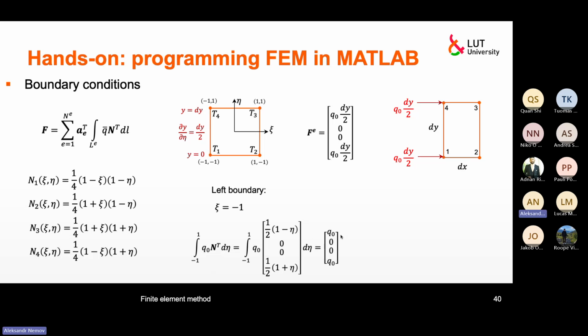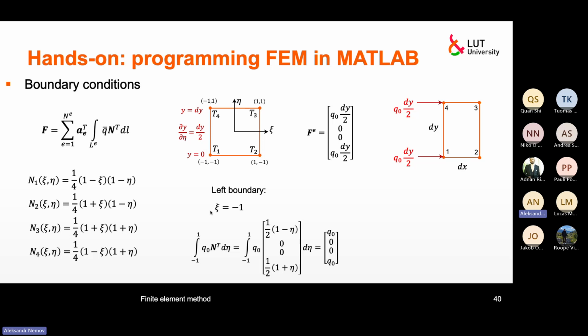This integral gives me just the Q0 value, integral over eta from -1 to 1. So I integrate from here to here. Along this boundary, I don't integrate across the element area, it's an integral along the boundary. And we only use the part of the element which corresponds to this boundary on the left-hand side. So we only need to integrate from here to here, nothing more.